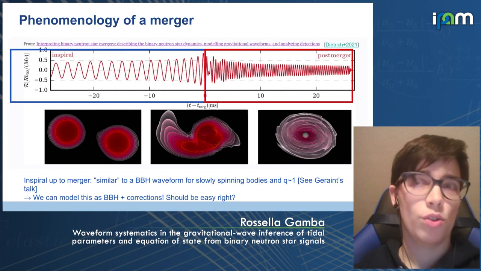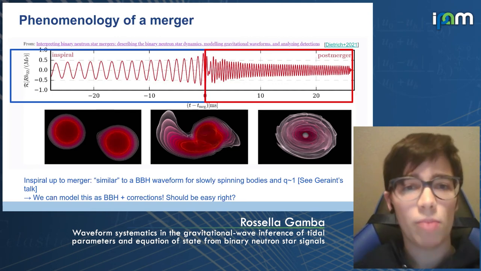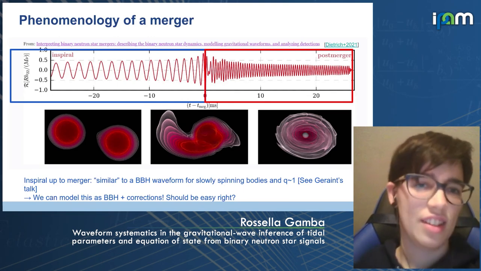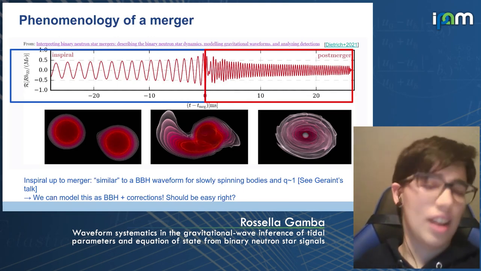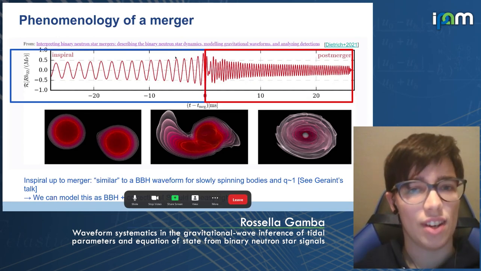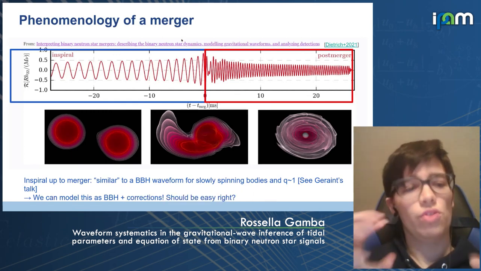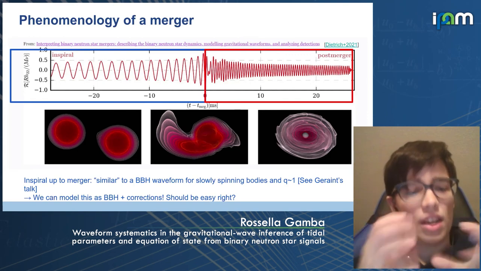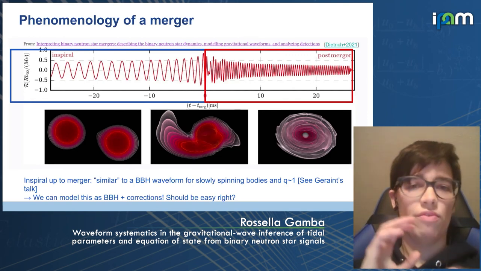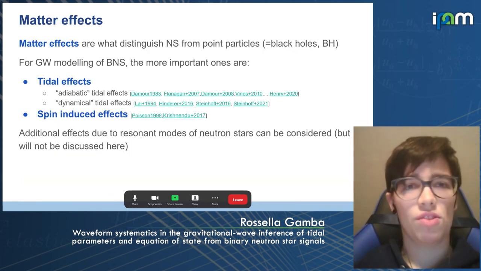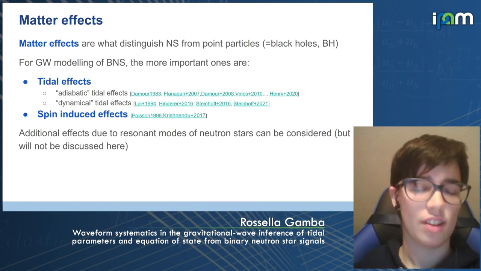So what we usually can think and what we usually do is we try to model this as a binary black hole system plus some added corrections. And in principle, you think, okay, well, then this is easy. The hard part is the binary black holes, right? And no, wrong. And this is because in the last few, let's say, orbits of this evolution, you don't really have just two neutron stars. You have one body, the two neutron stars touch, and you have this one body for which hydrodynamical effects become very, very, very relevant.